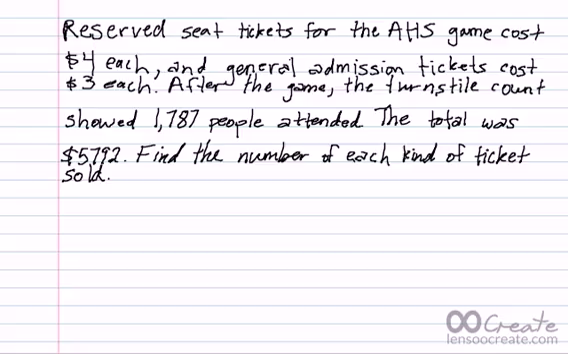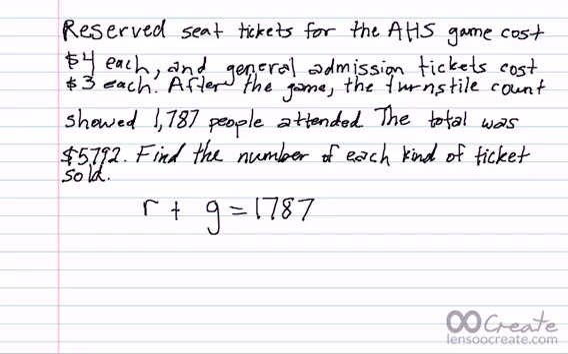So we know that there are two types of ticket holders, right? The reserved tickets and the general admission tickets. I'm going to denote those types of ticket holders by R and G. Reserved and general admission. What do we know about both of those? Well, we know that the sum of those ticket holders equals 1,787. So that's the first equation.